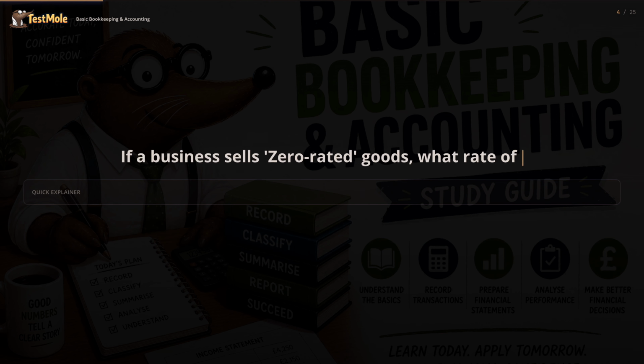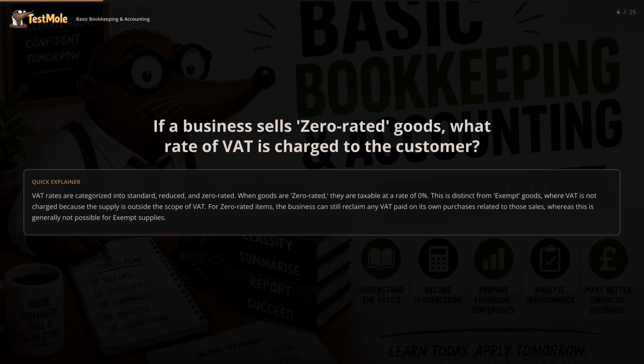If a business sells zero-rated goods, what rate of VAT is charged to the customer? VAT rates are categorized into standard, reduced, and zero-rated. When goods are zero-rated, they are taxable at a rate of 0%. This is distinct from exempt goods, where VAT is not charged because the supply is outside the scope of VAT.